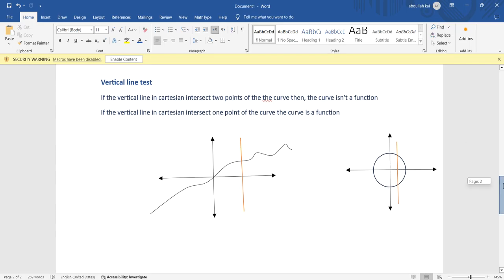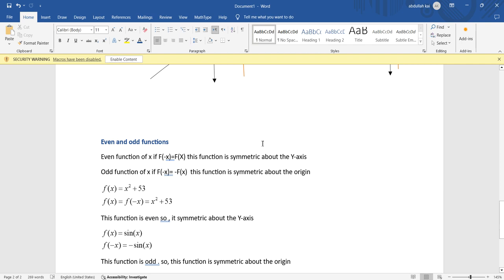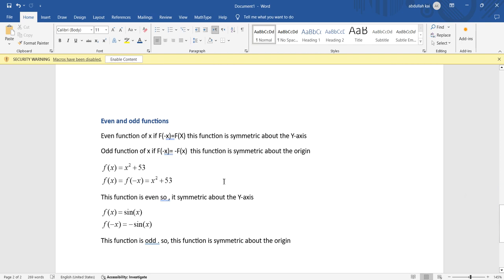I will discuss another topic today: even and odd functions. A function f of x is even if f of minus x equals f of x; this function is symmetric about the y-axis. A function f of x is odd if f of minus x equals minus f of x; this function is symmetric about the origin, not about the y-axis.